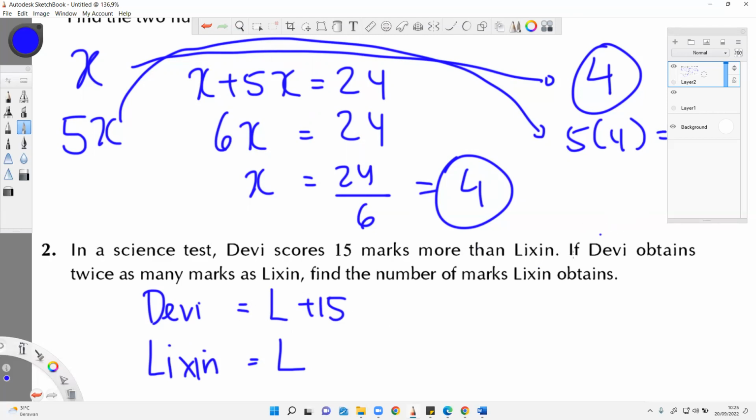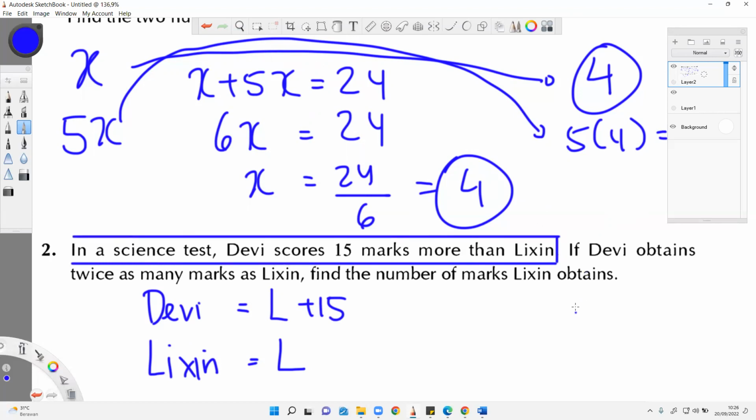And also, look at this, this is the first clue. And the next clue: if Devi obtains twice as many marks as Lixin, so Devi is not only higher than Lixin, but Devi got twice of Lixin. Also 2L. Get it? You can also write 2L, 2 times the score of Lixin. And they are equal.